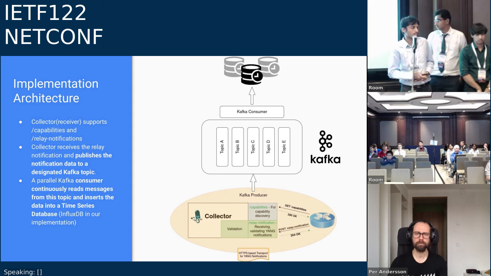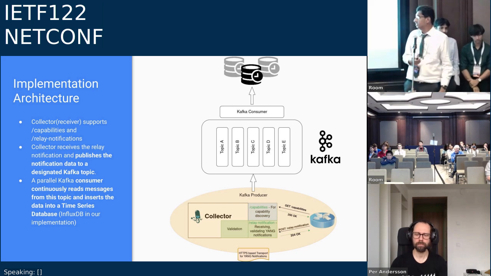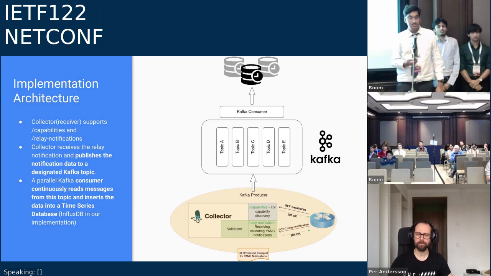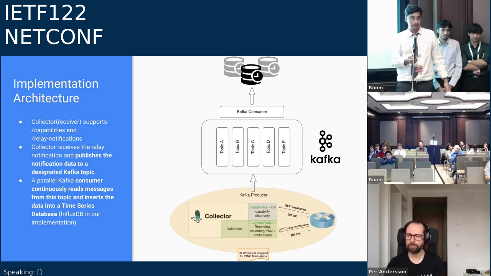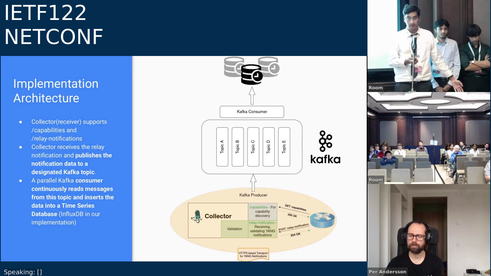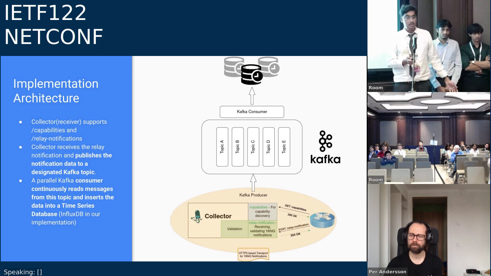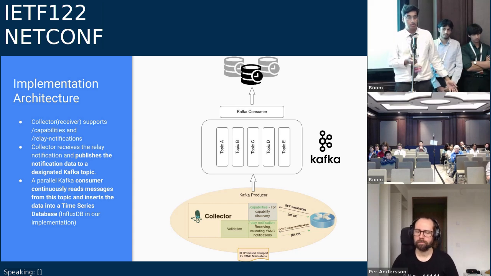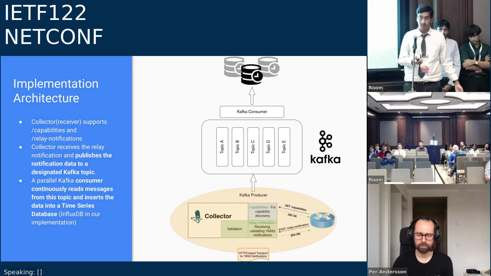So this is our architecture. Hello everyone. I'll be going through the architecture we have implemented. Our application is a Flask HTTPS web server, and our collector has two endpoints, as given in the draft: the capabilities endpoint and the relay notifications endpoint. The capabilities endpoint is for capabilities discovery of the collector by the publisher, and the relay notification endpoint is where the publisher sends the notification after the capabilities discovery. When the collector receives a notification, it validates it based on the YANG data model, and then it sends a 204 response back to the publisher.